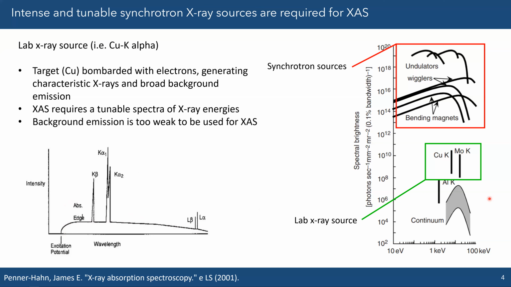And this is highlighted in this plot here, where we have the tunability on the x-axis and the intensity, the brightness, on the y-axis. And you can see that compared to lab X-ray sources, synchrotron sources are much stronger, orders of magnitude stronger, and they're much more tunable. So only really synchrotron sources work for XAS experiments.